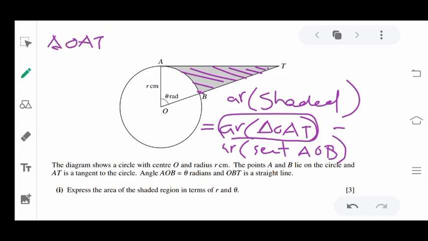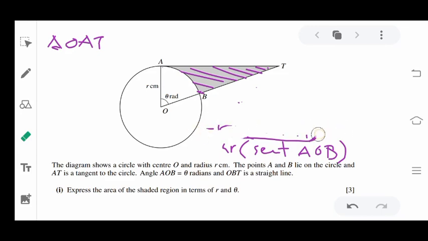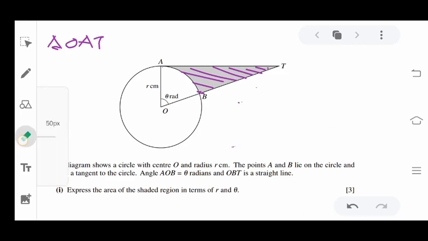Now to find the area of triangle OAT, we need the base and height. So how do we calculate the base and height? Here the base can be considered as AT and height is OA, which is r centimeter. So height is mentioned as r centimeter. Our task is to find out AT.